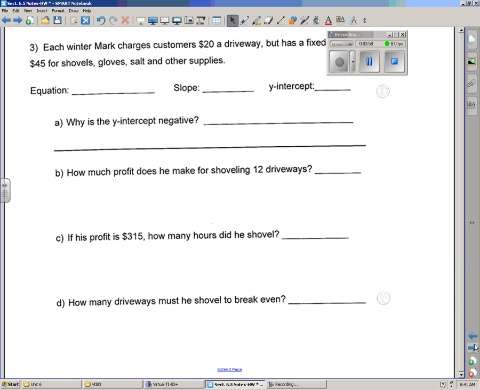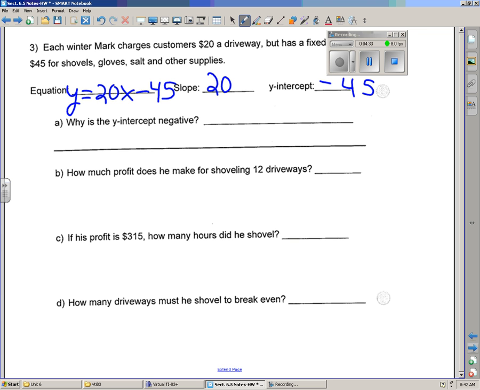Each winter, Mark charges customers $20 to shovel a driveway. He's got a fixed cost of $45, which is for shovels, gloves, salt, and other supplies. So he basically has to buy some supplies before he can start doing any work. So what's the equation? Well, y in this case is going to be his profit that he makes. So y is going to be equal to the $20 he charges per driveway minus the $45 that he has to pay out of his own pocket. So the slope in this case is $20. That's the cost per driveway. The y-intercept is negative 45.